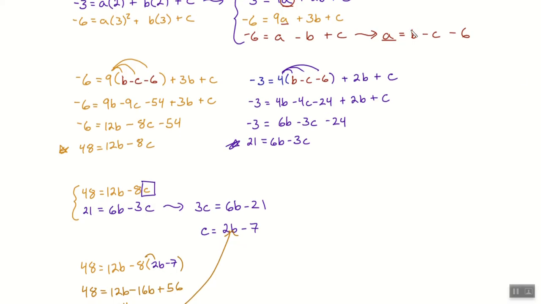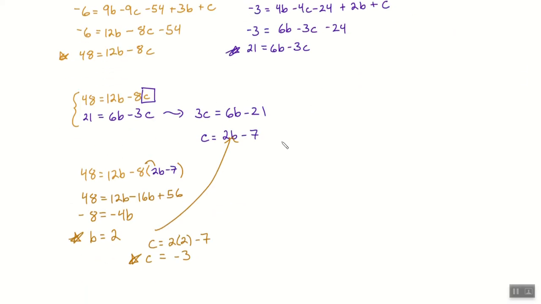Hey, check out this original statement. A is equal to b minus c minus 6. Okay, well, if a is equal to b minus c minus 6, what was b? 2 minus a negative 3 changes to plus 3, minus 6. What's a? Negative 1.